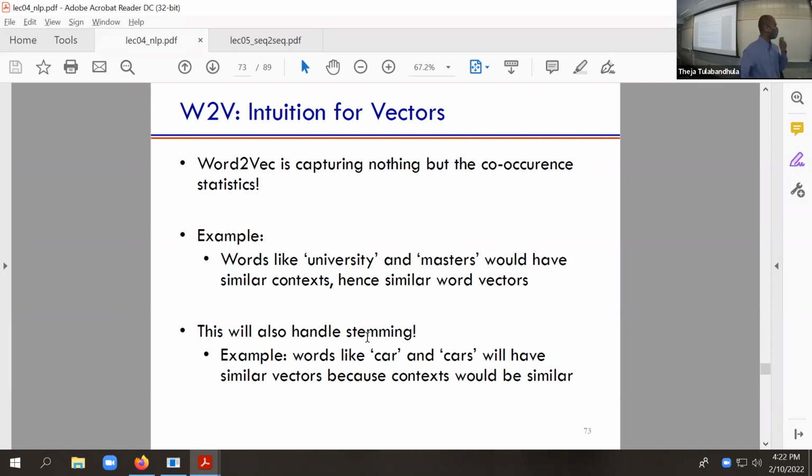And we also handle other issues like car and cars. Two different words, where one is the plural of the other, can also have similar word vectors. You don't have to be very careful. Okay. So what did you explain?